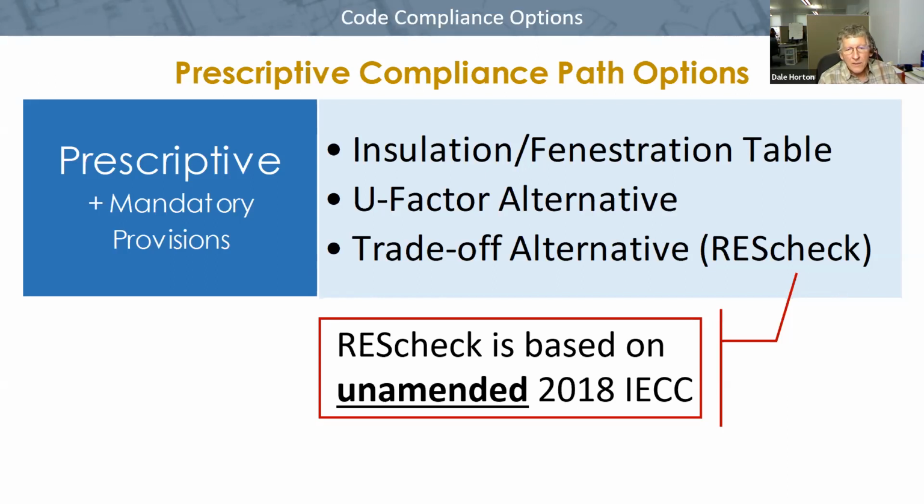And the key thing to understand for 2018 is that it doesn't include the Montana amendments. And this has been true of the past. So you can go online and use REScheck, and it's still a good idea to do that. But just understand that it's not a Montana version. It's the unamended IECC that REScheck is testing.